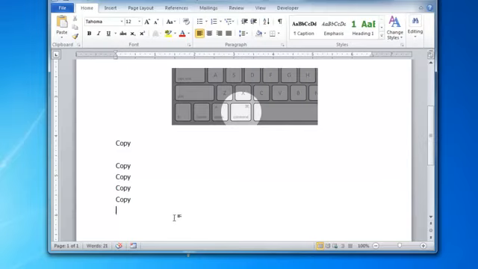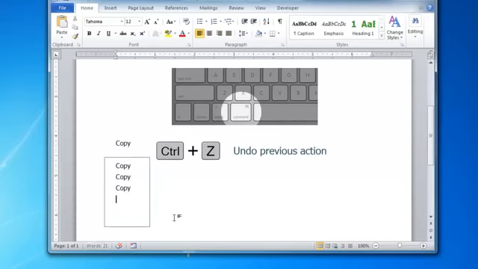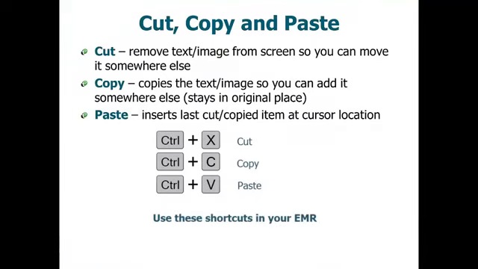If you make a mistake, you can use the shortcut Control-Z or Command-Z on a Mac to undo the previous action. In many cases, these shortcut keys can be used within your EMR, for example, when creating an encounter, chart note, or referral letter, providing you with more flexibility and efficiency and reducing the need for duplication of work.